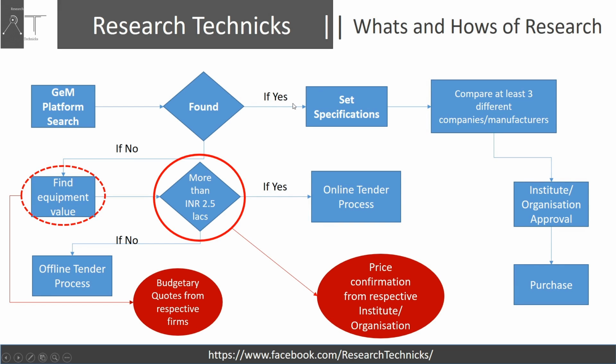Okay, if you are logged in, you have to set the specifications, compare at least 3 different companies, manufacturers, or OEM, as I showed you. And once you have compared, you need the institution or your organization's approval, and finally it will be given the purchase order.